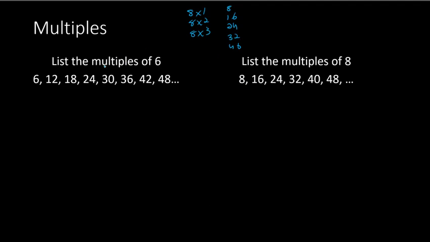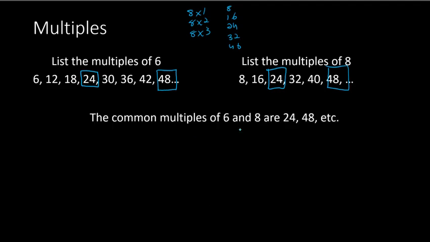And if you look at these two lists of multiples of 6 and 8, notice that there are some that they have in common. Notice they have a 24 in common. So they both have 24. And then notice they both have a 48 in common. So they have multiples in common. And this would keep going. They would have more multiples than just that. It would keep going forever and ever, having common multiples. So the common multiples of 6 and 8 would be 24, 48, etc.